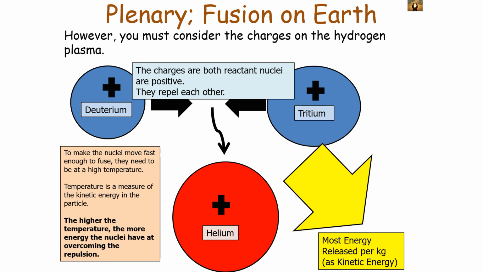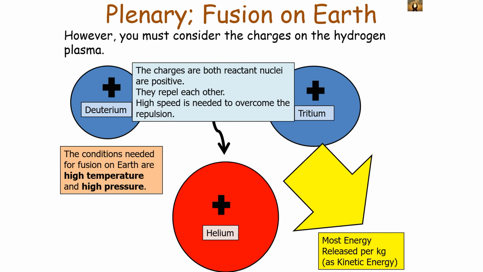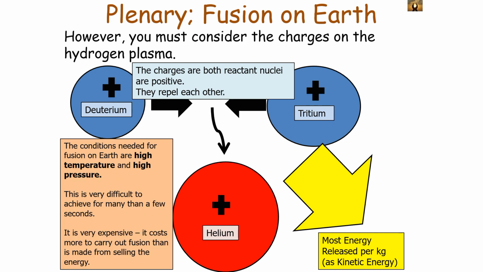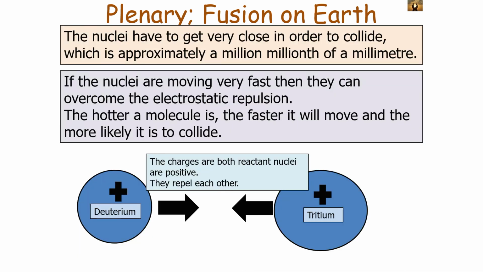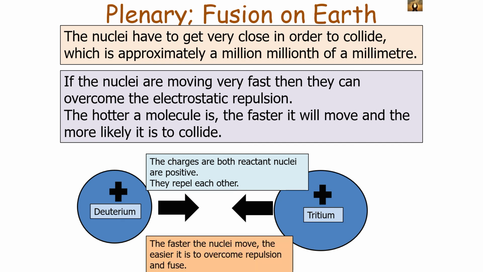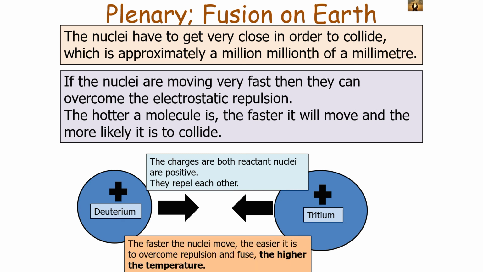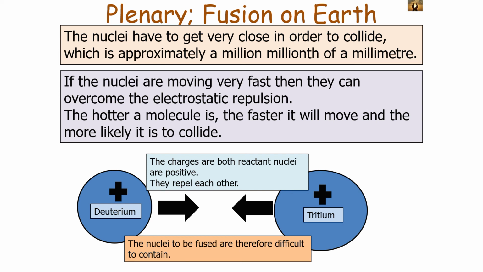Now again, the higher the temperature, the more energy the nuclei have at overcoming the repulsion. A high pressure would also push the particles together. So the conditions needed for fusion on Earth are a high temperature and a high pressure. Now it's very expensive to actually carry these conditions out and replicate them on Earth, and it's also very difficult to achieve for more than just a few seconds. So it's important to note that we would carry out nuclear fusion on Earth, but for the conditions, because you need a high temperature and a high pressure. So it means that nuclei which are fused are difficult to contain.